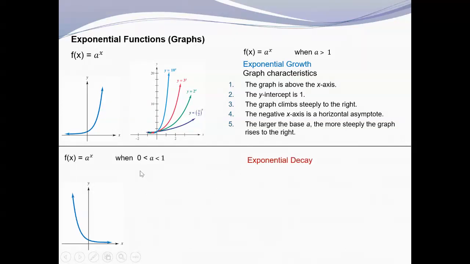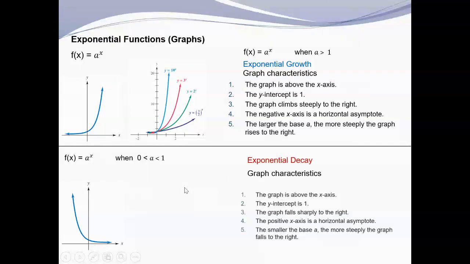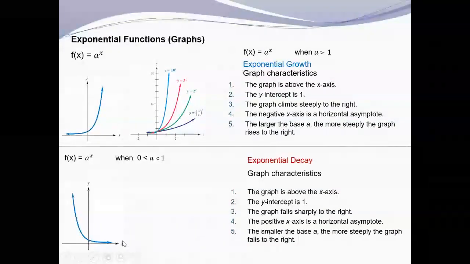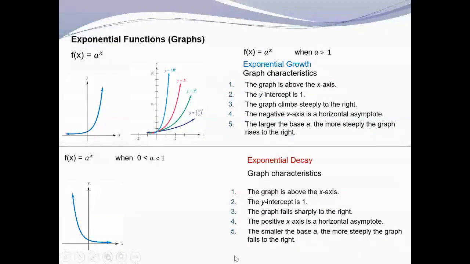Okay, now this is decay, when a is between 0 and 1. When a is between 0 and 1, the graph is above the x-axis. The y-intercept is also 1, but the graph falls sharply to the right. Right, the graph starts high and it goes down towards the x-axis. It will get closer and closer to the x-axis, but it will never reach it. The positive x-axis is a horizontal asymptote, right? The smaller the base a, the more steeply the graph falls to the right.